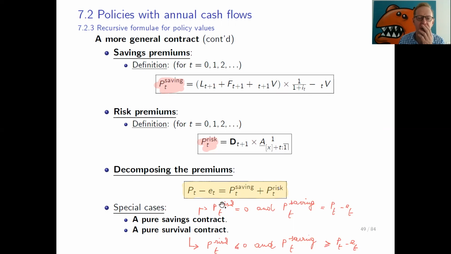In a pure savings contract, the risk premium is 0 and the savings premium is equal to the whole premium minus the related expense. And we can also consider a pure survival contract where the risk premium is negative. And if the risk premium is negative, it means that the savings premium is more than PT minus ET.